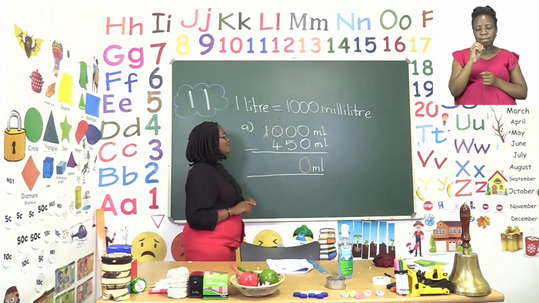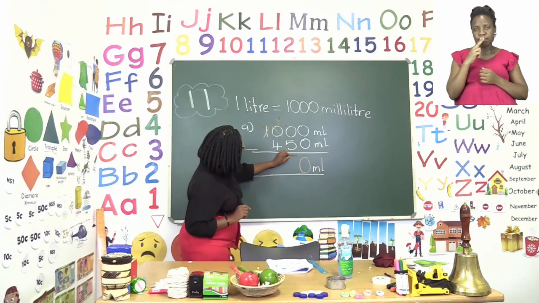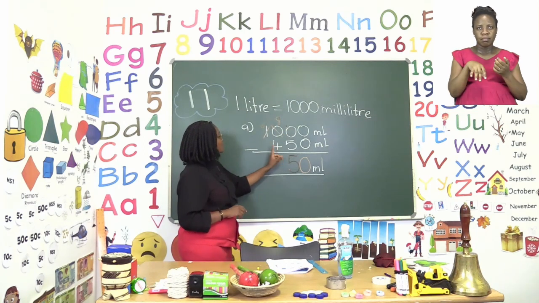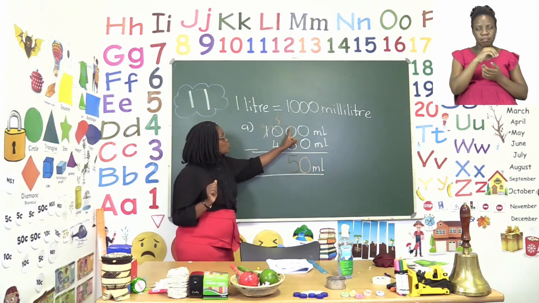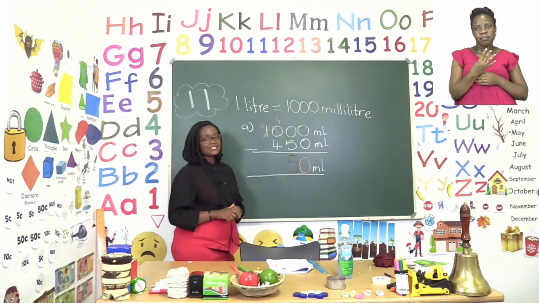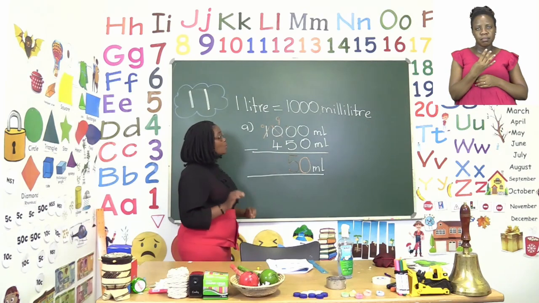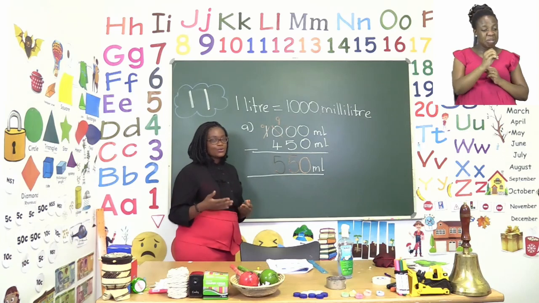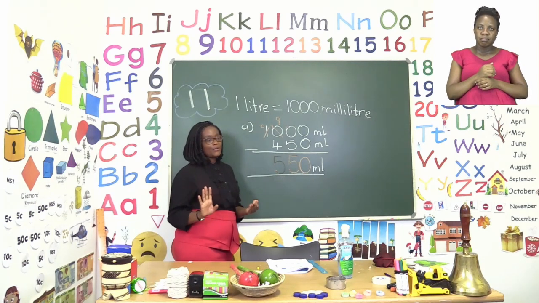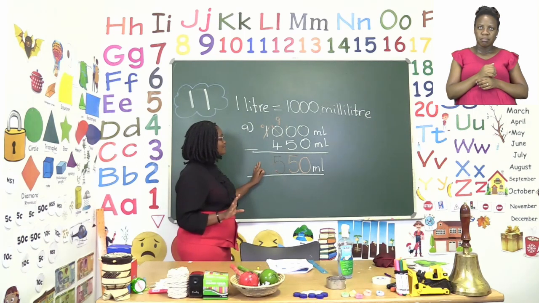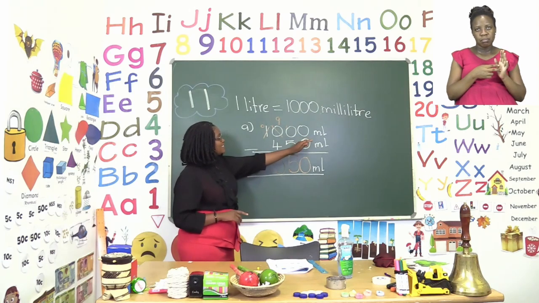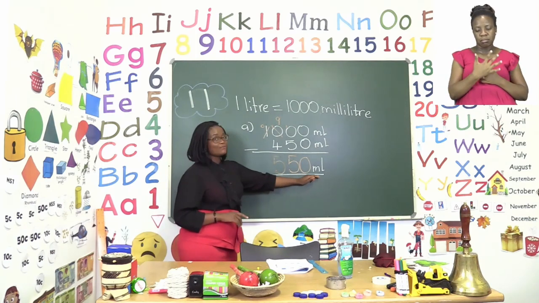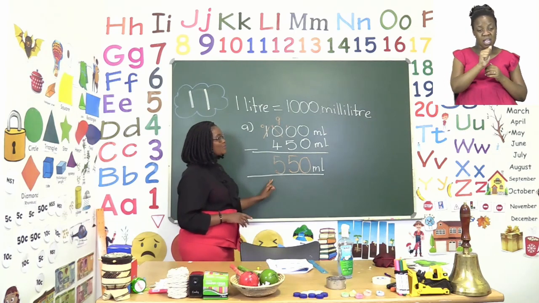10 minus 5. 10 minus 5, boys and girls, we know is 5. So we can move on with our calculations. The next one is 9 minus 4. Now it's 9, remember, because we borrowed 1 to the previous place value. So we say 9 minus 4, which gives us 5. The last one is now a 0. So 0 minus nothing gives us 0. But there is no need for us to write it in front. That means, boys and girls, 1000 milliliters minus 450 milliliters gives us 550 milliliters. That's how much we need to fill up the jar.